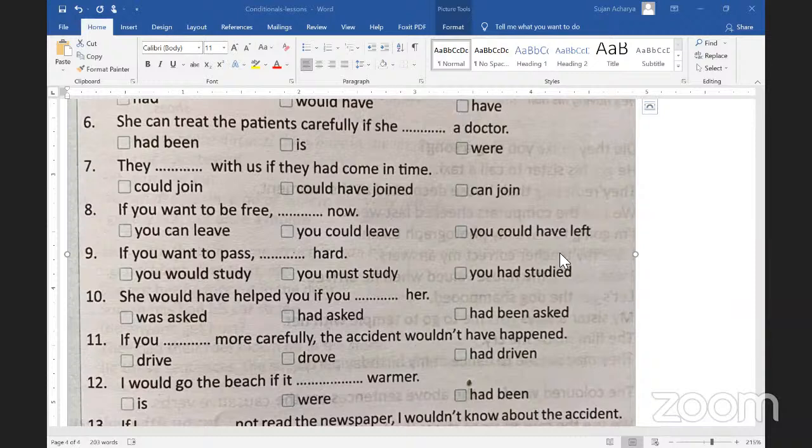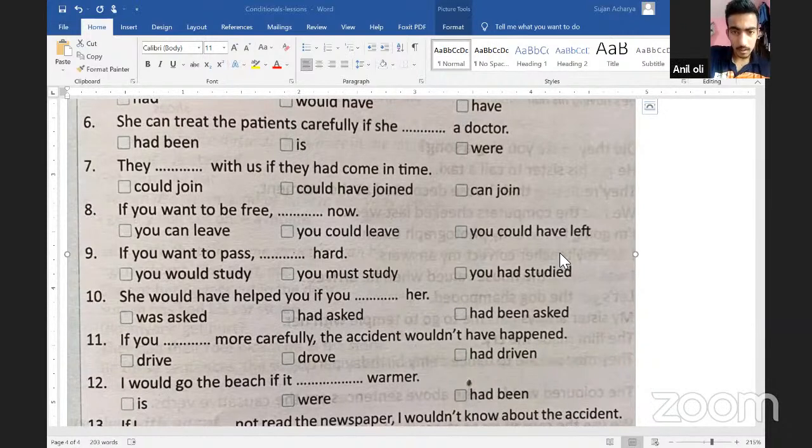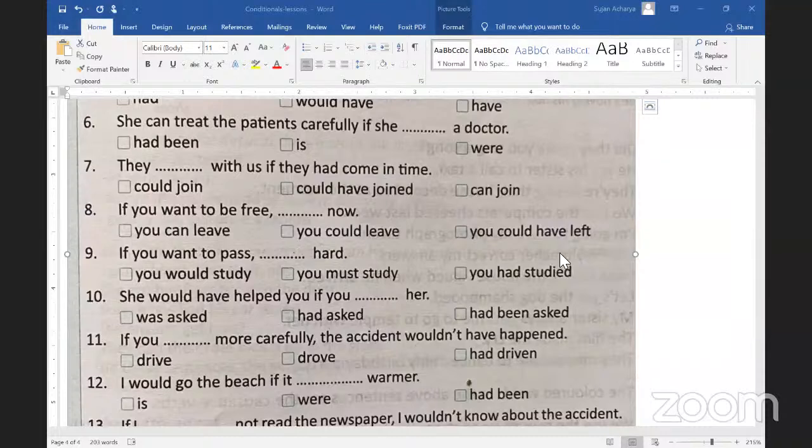If you want to be free, you can leave now. And the word now, the time adverb, also tells us that we should use present tense there. Number 9, if you want to pass, you must study hard. Number 10, she would have helped you if you had asked.